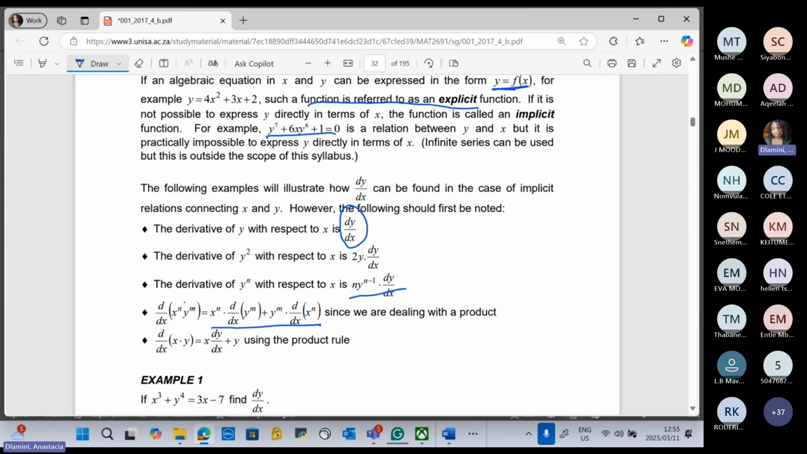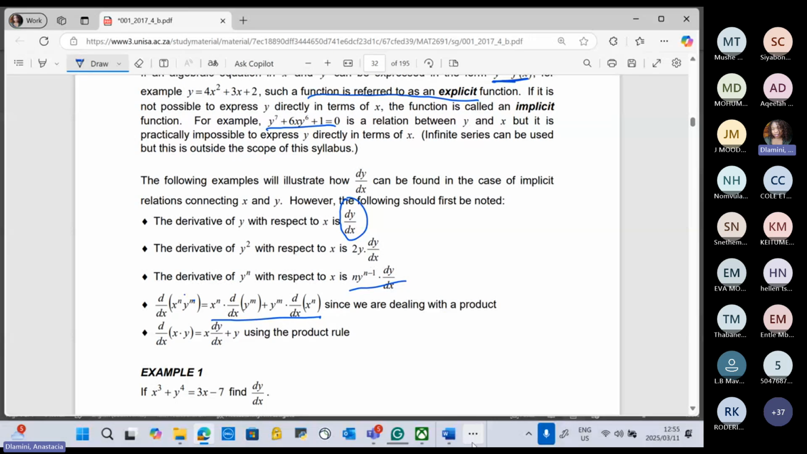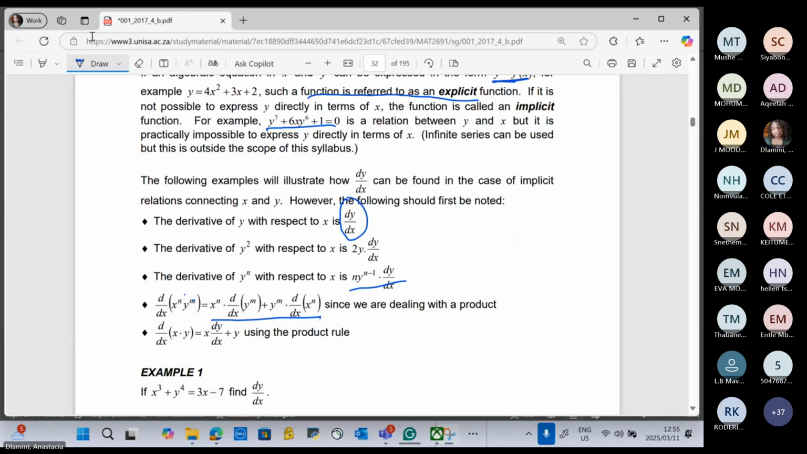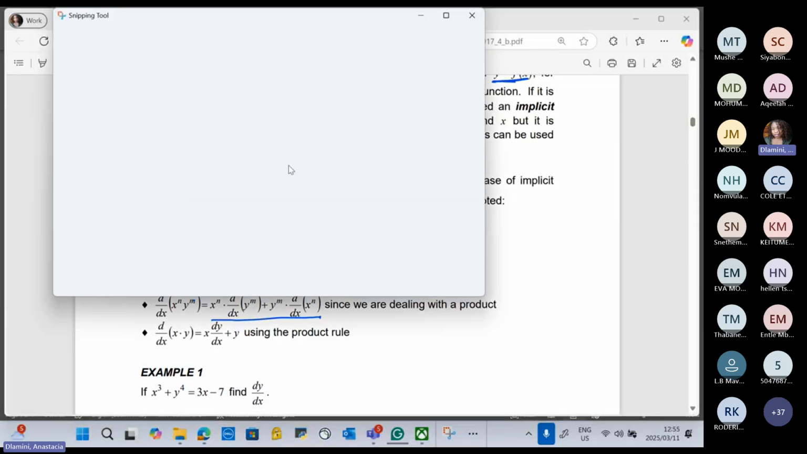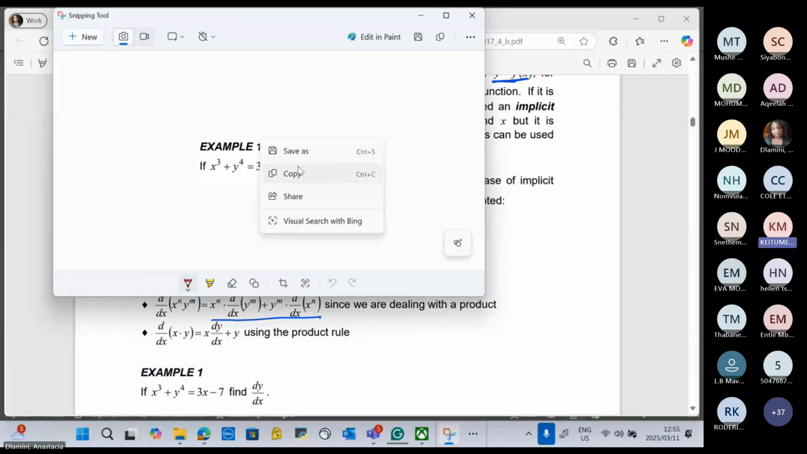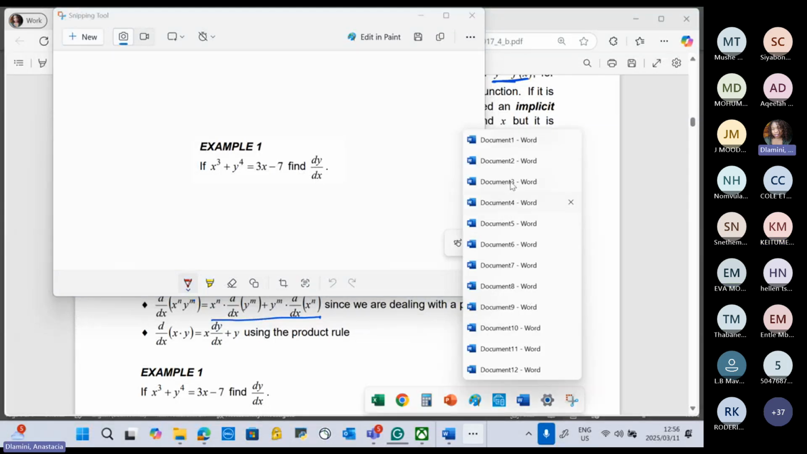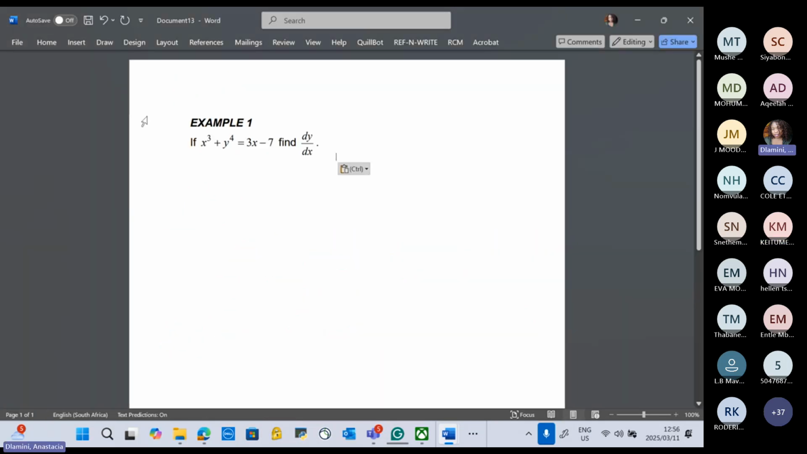Make sense? Let's go to example 1. That's implicit differentiation. So I hope we all know what implicit differentiation is now. Okay, new page. They say find dy over dx. What do you think we'll do?